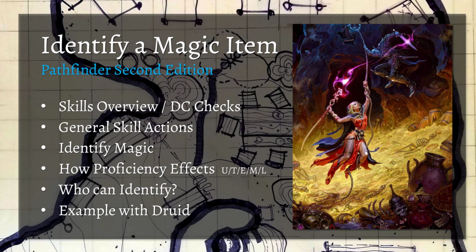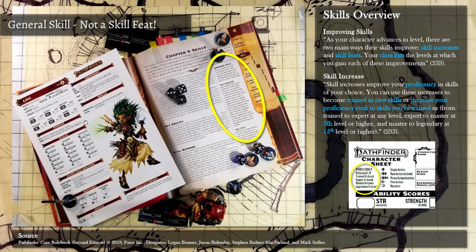Funny I should say that. So let's go ahead and jump right in. If you want to follow along, we're going to start in Chapter 4, the skill chapter, on page 233. Right off the bat, you open up the chapter and you start reading about skills. Right, great, I got it. We're going to get all kinds of neat skills. What are we going to do with them? Well, this is where the identify magic stuff happens.